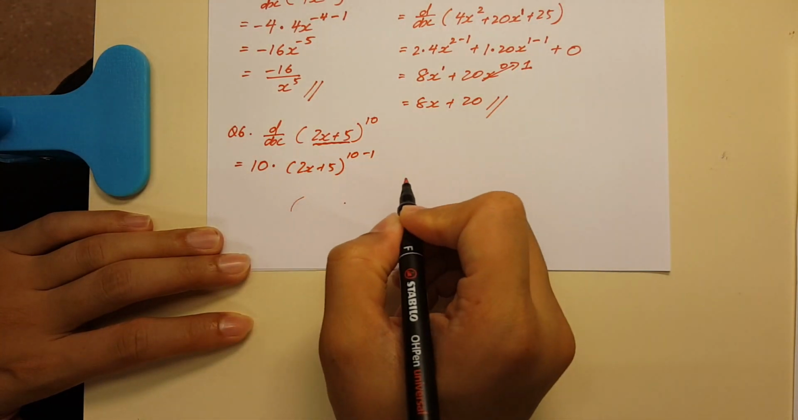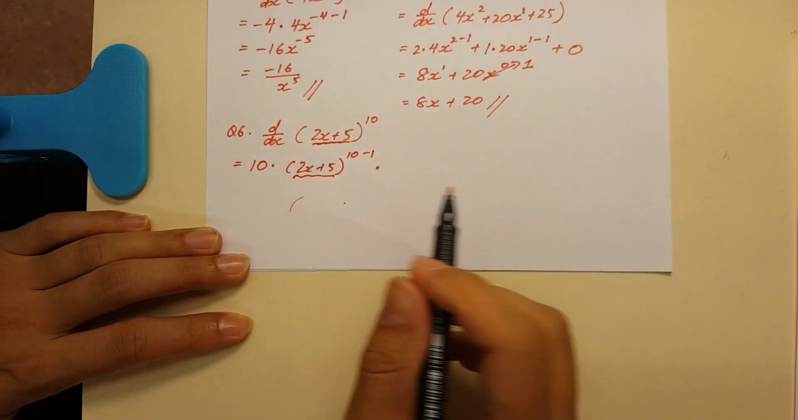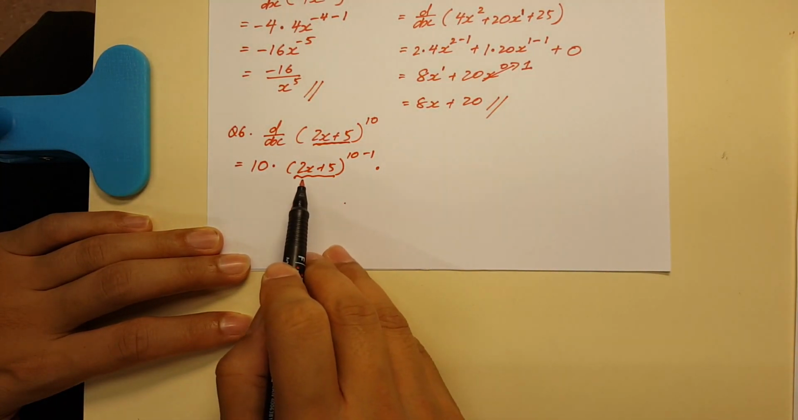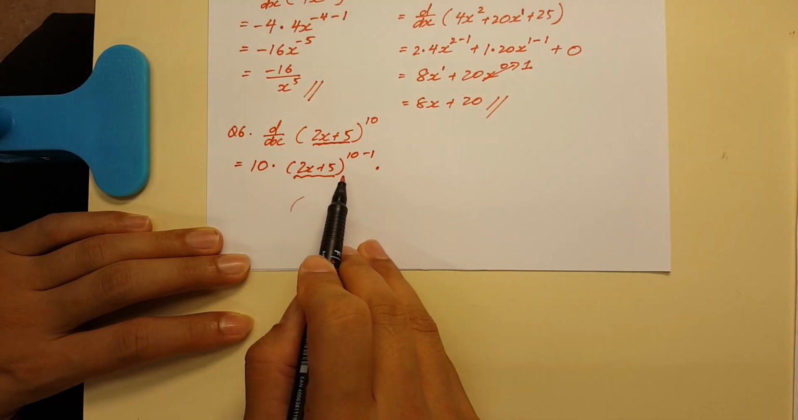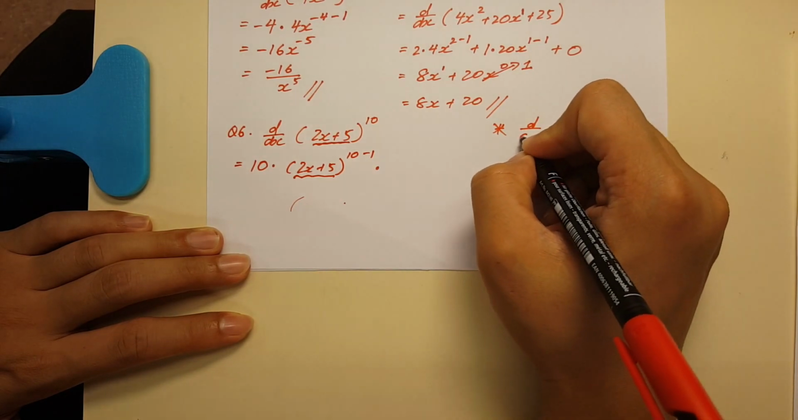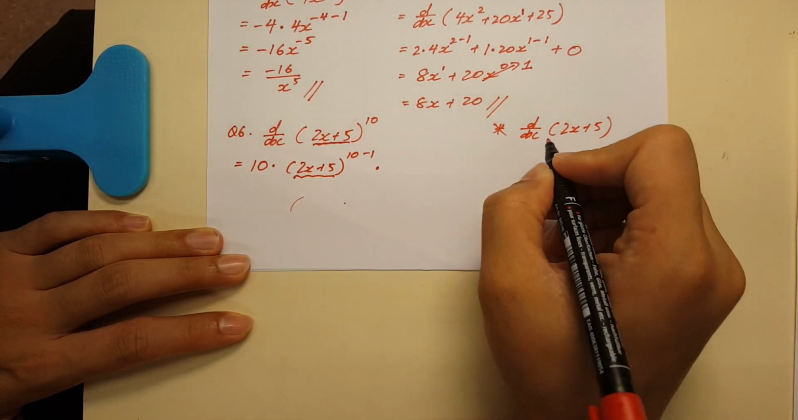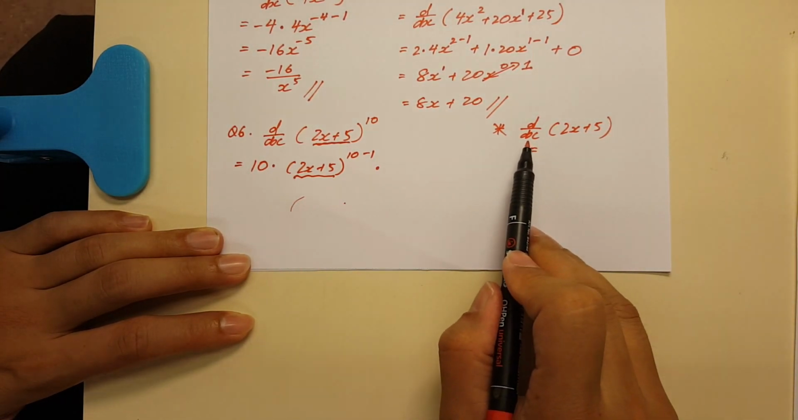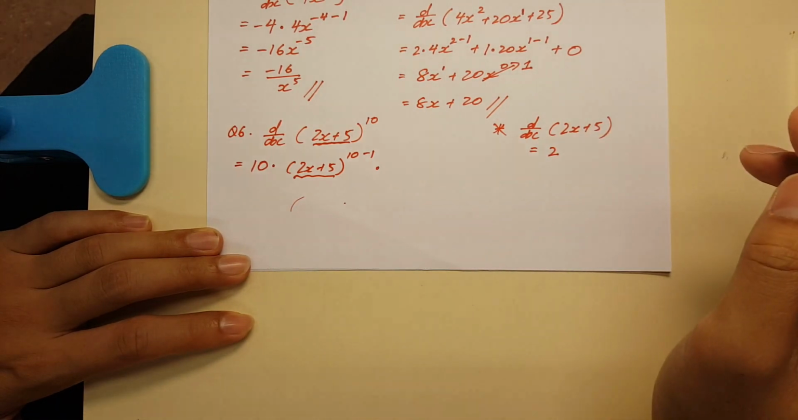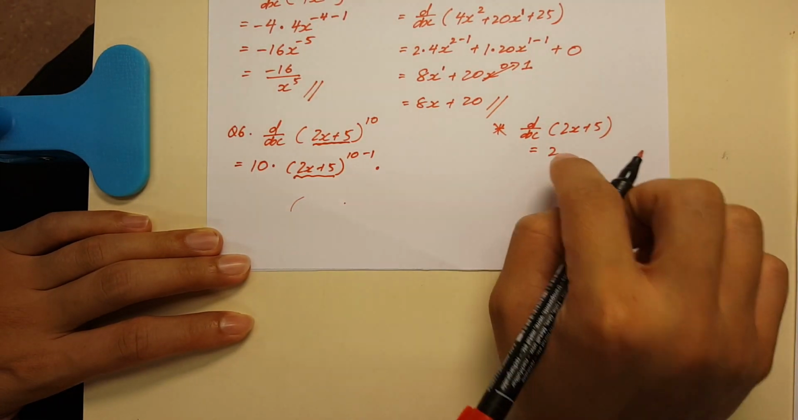Now, the third step is basically this one here. The differentiated content: take a look at the content inside the bracket. If I'm going to do a differentiation on the content inside, I'm going to get what? If I differentiate 2x, I will get 2. If I differentiate 5, it's gone because it's constant, right? So the differentiated content is 2.